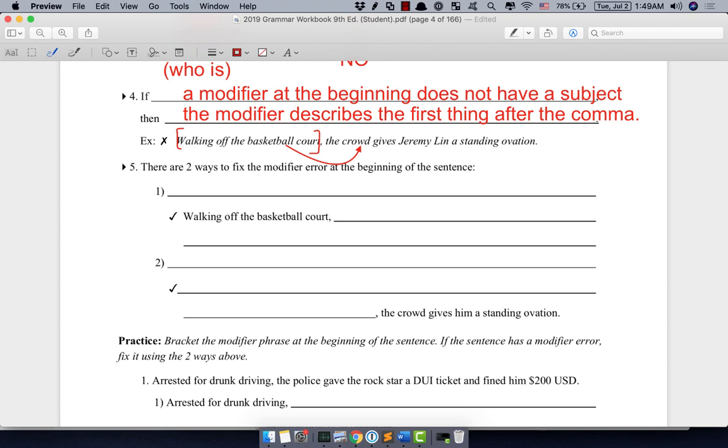Okay, so this phrase describes the word crowd, but that is probably not right because the crowd are the people in the stands and they don't walk off the basketball court. Who does in this sentence? Jeremy Lin does. Okay, so this sentence is incorrect.